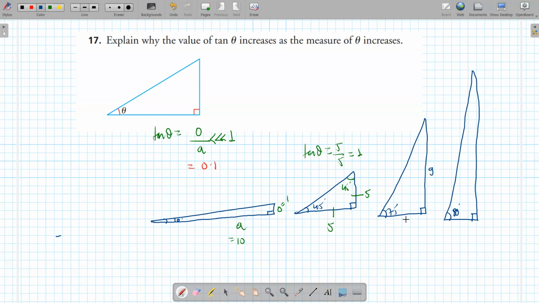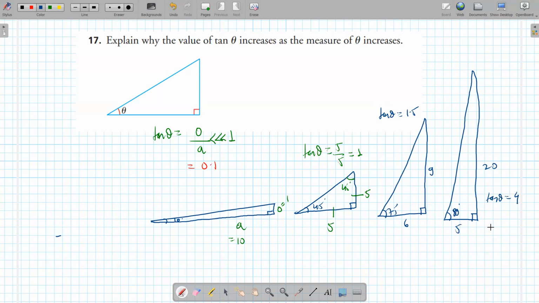So let's say this is 9, this is 6. Tan theta will be 9 over 6. It's going to be 1.5. And then finally over here, maybe that's 20, and maybe this is 5. Tan theta is going to be 4.